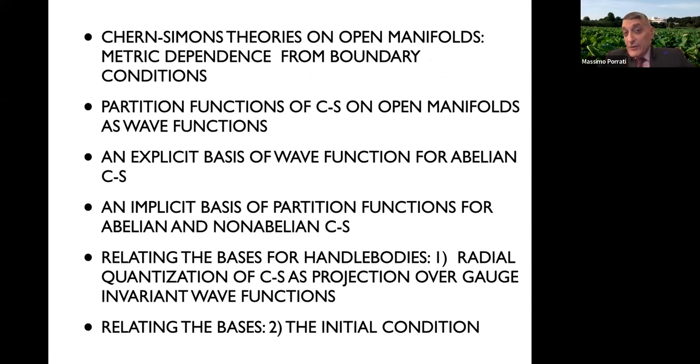Let me start by giving you a little bit of an abstract of what's to come. I'll introduce Chern-Simons theories, and I will mention that these theories acquire a dependence on metric data from boundary conditions, though Chern-Simons theories on manifolds without boundaries are topological. That means that when one computes partition functions of Chern-Simons theories on open manifolds, these are not just numbers, not topological invariants, but are wave functions. And of course, the question is, which wave functions are they?